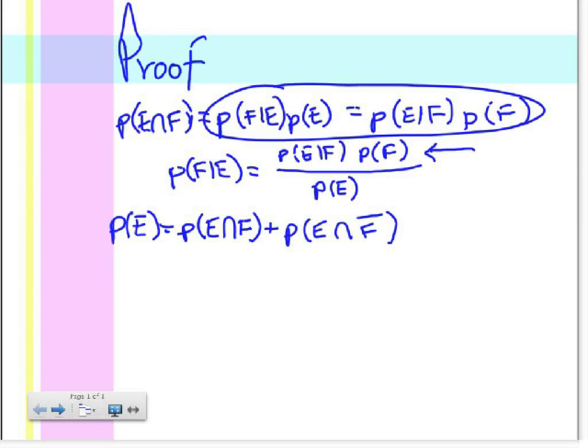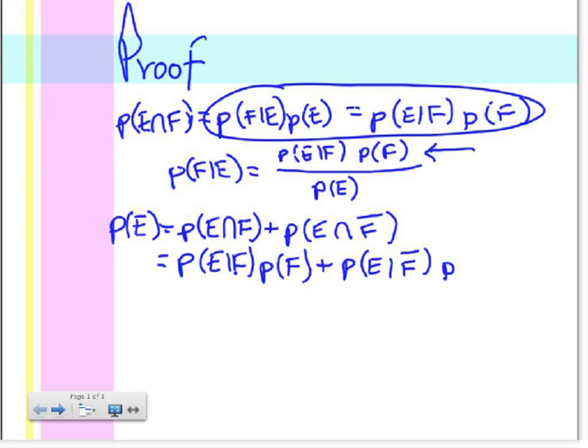From our basic probability rules, the probability of E and anything plus the probability of E and not the other thing is equal to the total probability, because F and not F are mutually exclusive. So we can use this information to write what the final denominator for Bayes' theorem should be: the probability of E is equal to the probability of E given F times the probability of F plus the probability of E given not F times the probability of not F.